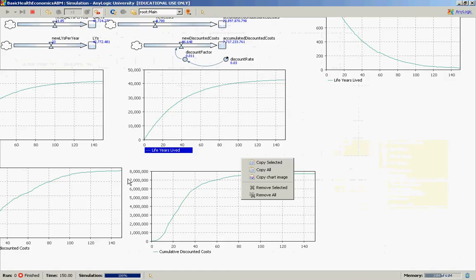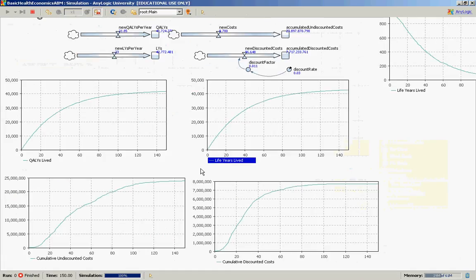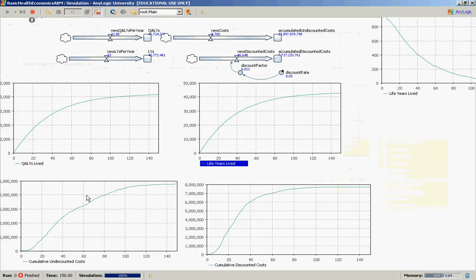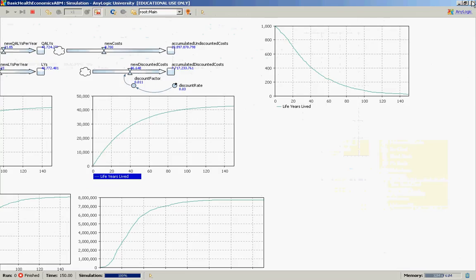But we have discounting going on as well, so the costs are more quickly plateauing in terms of discounted costs than they are in terms of undiscounted costs. Here's the life years lived, however, very much reflective of the population. The increment here, the derivative of it, being reflective of the population size.